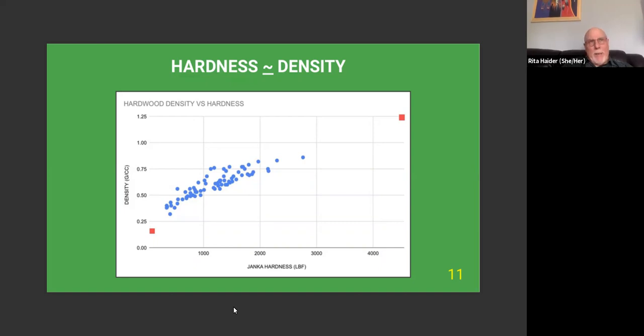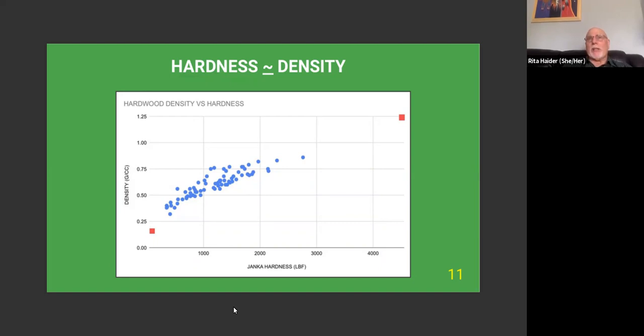Let's say, for example, that walnut is a moderately hard wood with a density of 0.55 grams per cubic centimeter. That's a good correlation, and it's a whole lot easier to weigh and measure the volume and determine the density of a wood than it is to measure the official hardness.